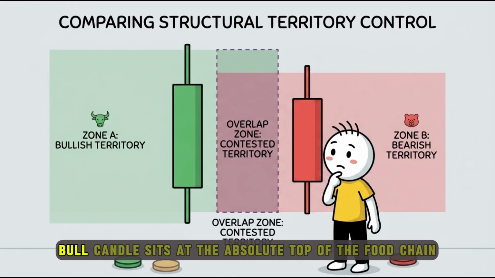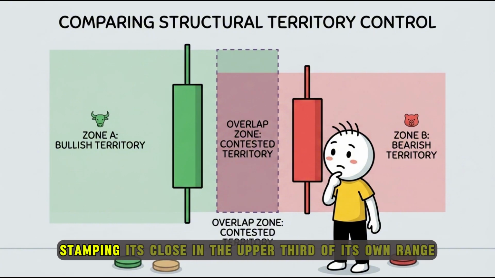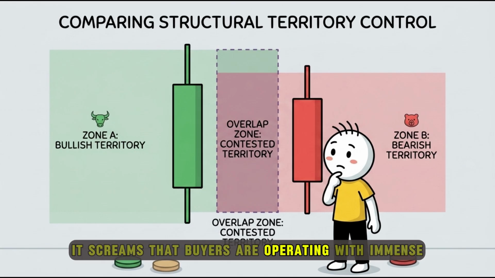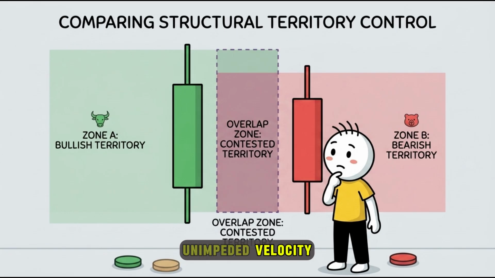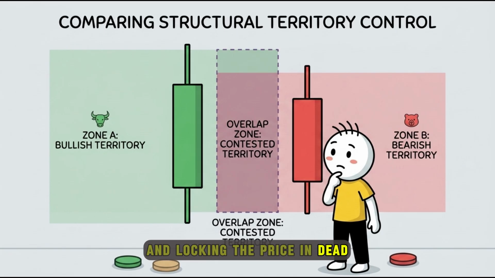The high close bull candle sits at the absolute top of the food chain as the most aggressively bullish signature the market can produce. This occurs when a candle closes entirely above the previous bar's high while simultaneously stamping its close in the upper third of its own range. It screams that buyers are operating with immense, unimpeded velocity, effortlessly vaporizing every single resting sell order and locking the price in dead at the highs.